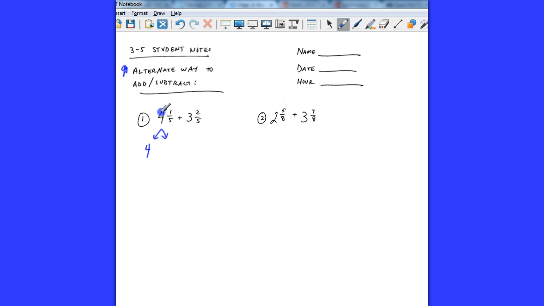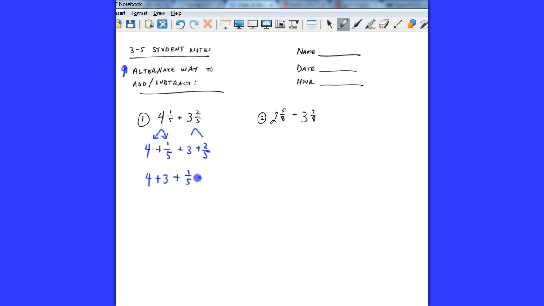So what we're going to do with 4 and 1/5, think of that as 4 plus 1/5, right? Okay, let's do the same thing with this 3 and 2/5. Let's expand that into 3 plus 2/5. Now when I add these, notice I have two whole numbers and then I have two fractions with the same denominator. So I'm going to change the order because everything is addition.